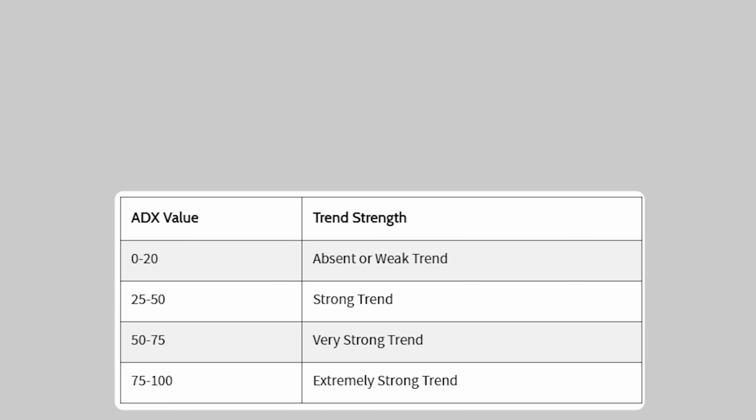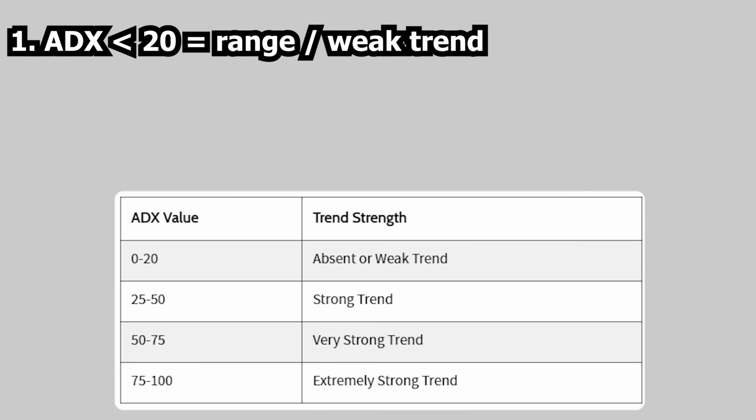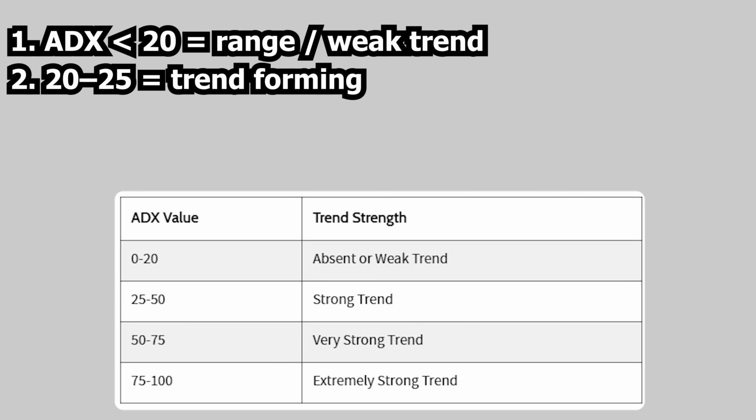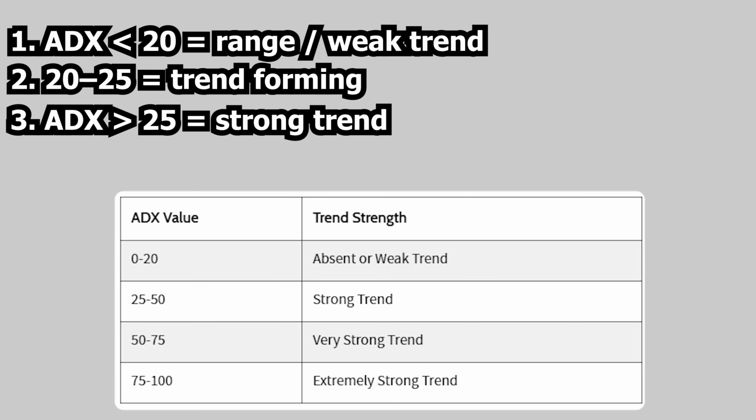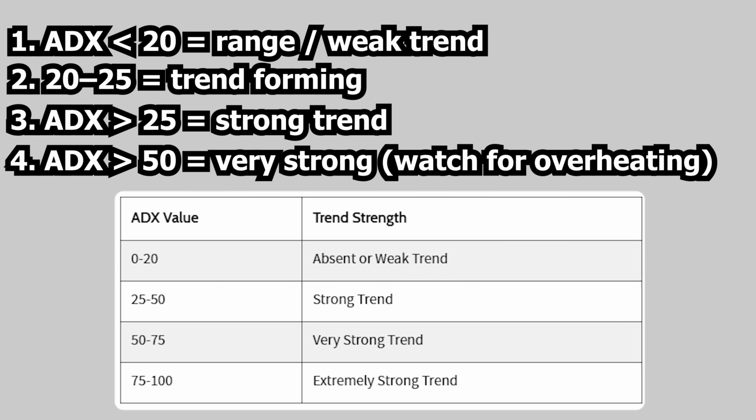So below 20, there is almost no trend or it's very weak. So here the range logic works more often and trend strategies usually give many false entries. So 20 to 25, the market may start forming a trend. This is the observation zone, and above 25, the trend is considered strong, and here it is more logical to trade in the direction of the trend. And above 50, the trend is very strong, but here it is important to be more careful. The market may be overheated and corrections happen more often.